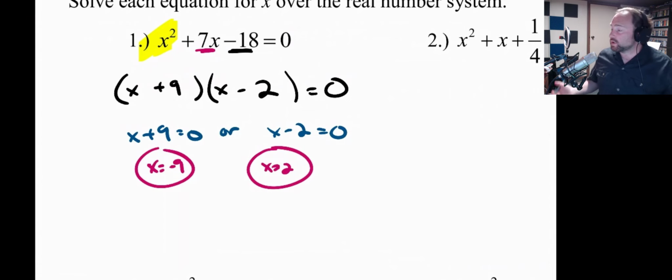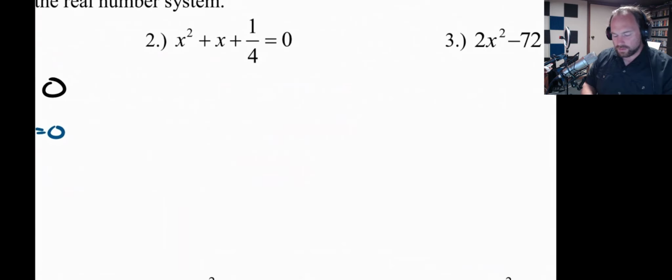So that's the strategy we're going to use on all the problems on this page. We are going to factor them, set them equal to 0, and figure out what x must be. We're going to have a lot of common things that are going to pop up along the way. So let's start with number 2.